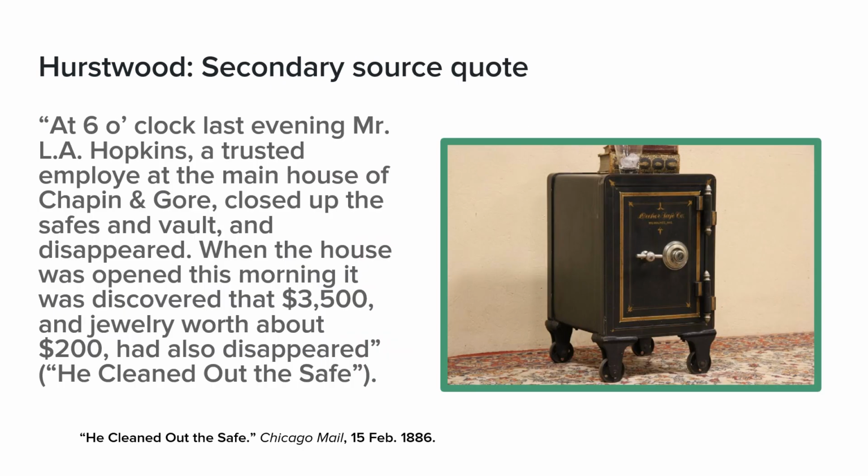"At 6 o'clock last evening, Mr. L.A. Hopkins, a trusted employee at the main house of Chapin and Gore, closed up the safes and vault and disappeared. When the house was opened this morning, it was discovered that about $3,500 and jewelry worth about $200 had also disappeared."